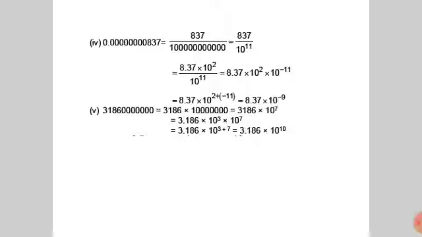0.0008 37. So same method, 837 divided by 10 power 11. So the scientific notation means only one number remains before the decimal. 8.37 into 10 square divided by 10 power 11. 8.37 into 10 square into 10 power minus 11. 8.37 into 10 to the power of 2 plus minus 11, minus 9. 8.37 into 10 to the power of minus 9.